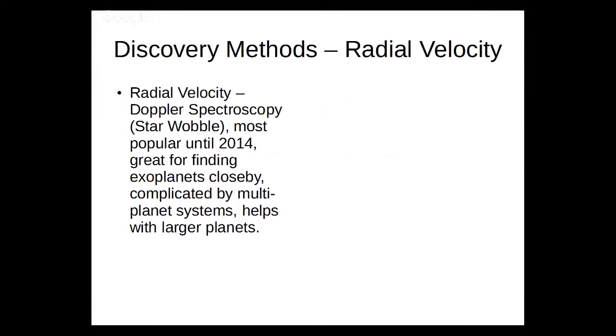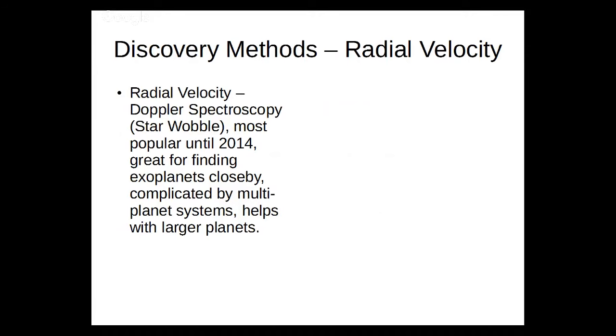The second most popular would be, can't we just detect when a planet goes in front of a star and measure its dimness, and all of a sudden we can know that there's an exoplanet there? Yes, and we're going to talk about that in a second. But the most popular method that we've used to date to begin discovering planets was radial velocity. So let's talk about what radial velocity is.